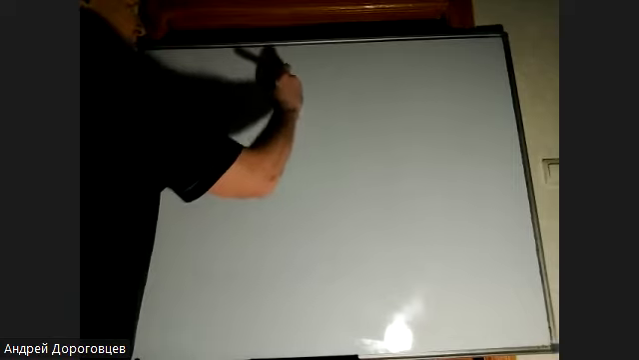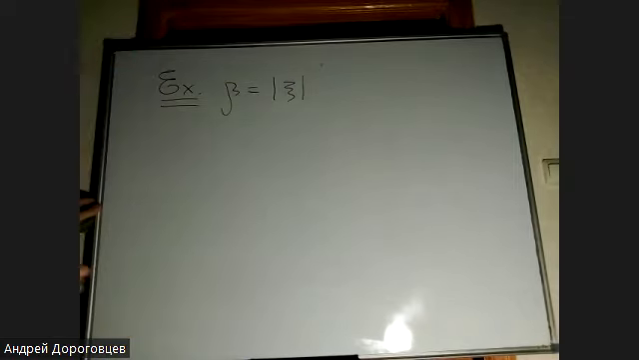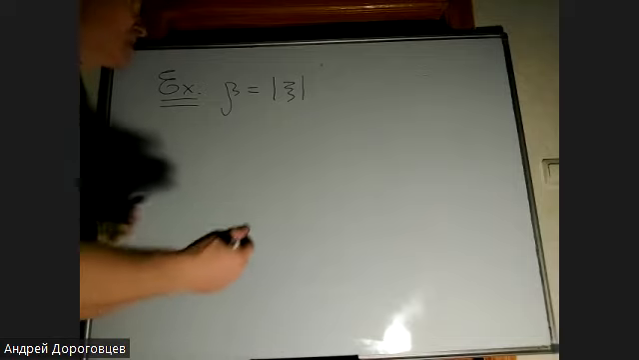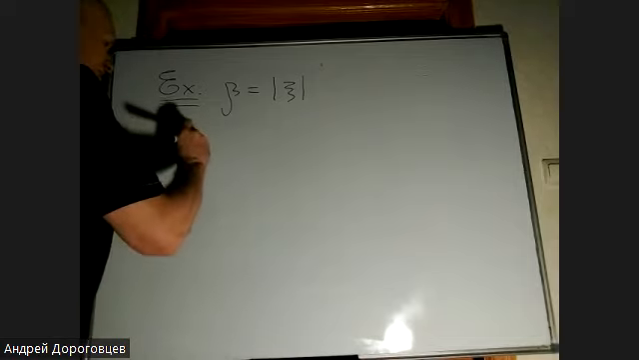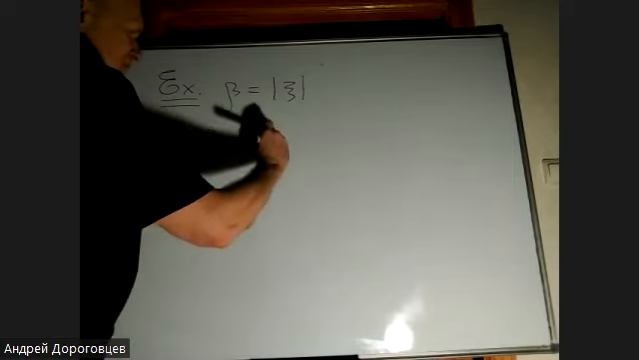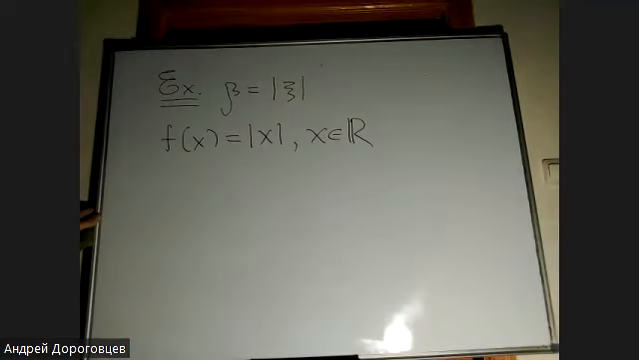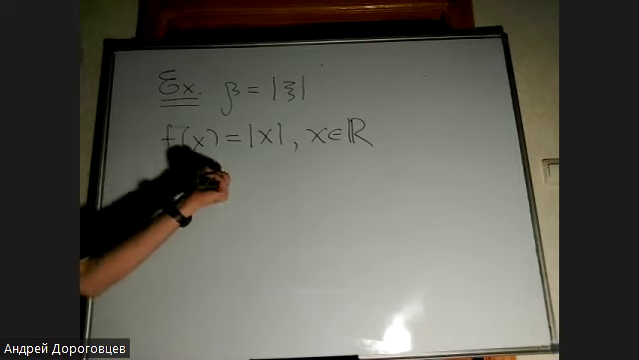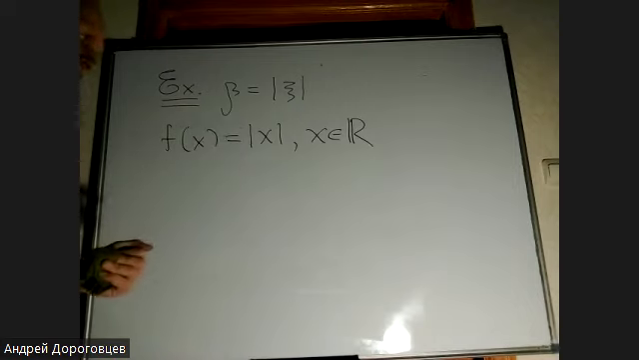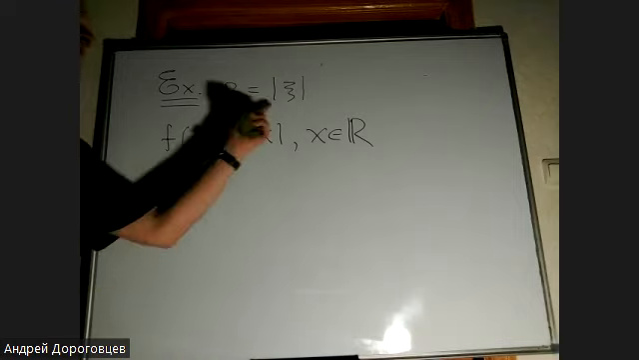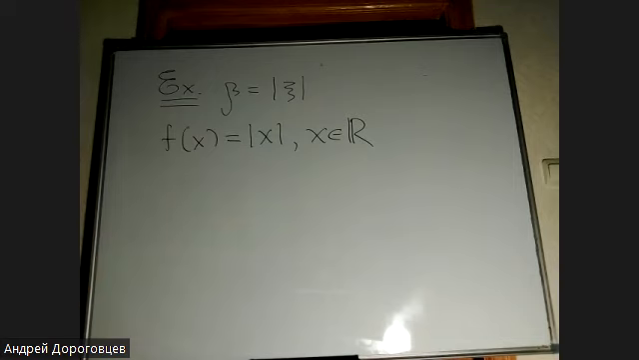Consider a random variable beta, which is simply the absolute value of x. So now in this representation, our f of x is equal to the absolute value of x, where x is a real number. Of course, this function is not continuously differentiable because at the point 0 it has no derivative. Let us check that this random variable is still stochastically differentiable.